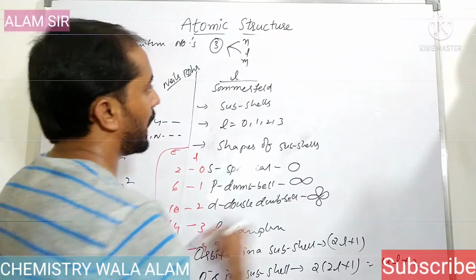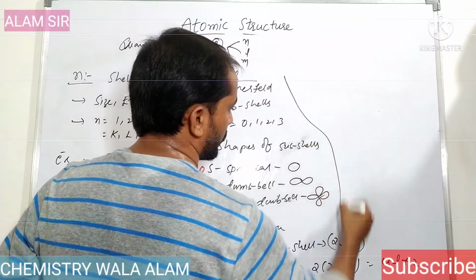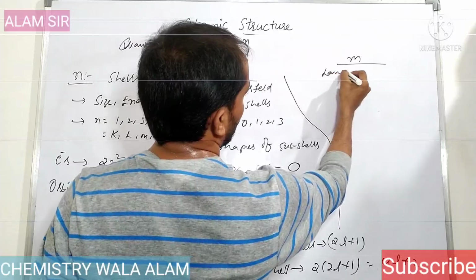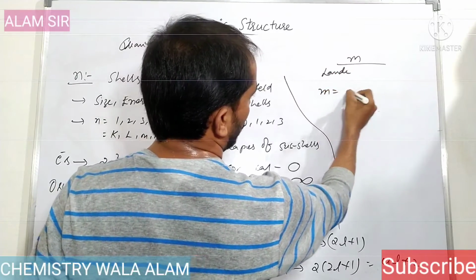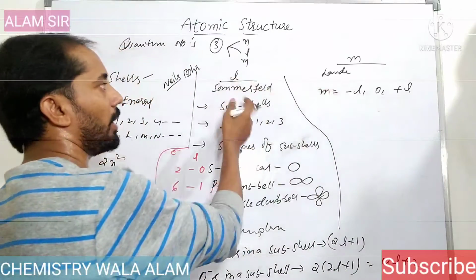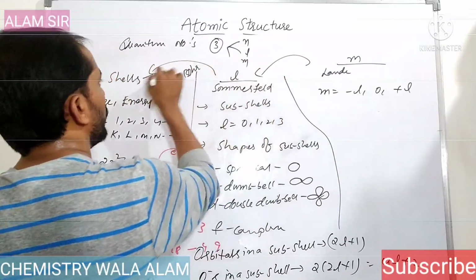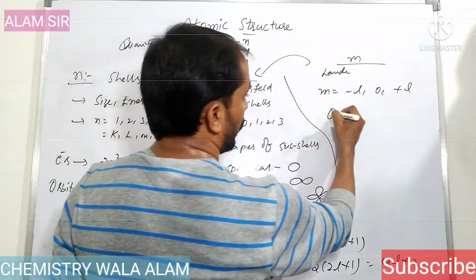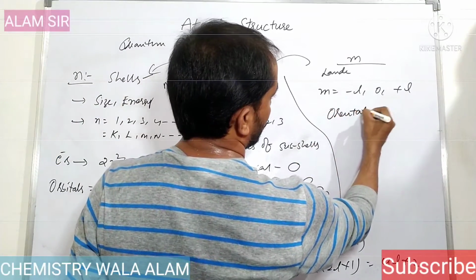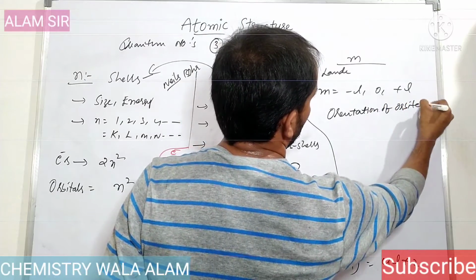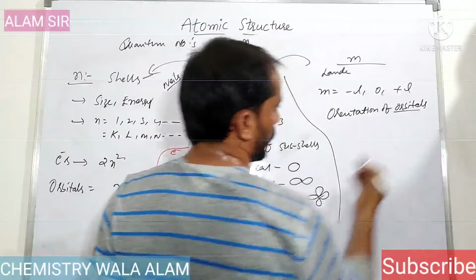Next is the magnetic quantum number m, which was given by Lande. The m values are minus l, 0, plus l. The m values depend on the l value, and l depends on the n value. It gives the orientation of the orbitals, explaining how the orbitals are oriented.